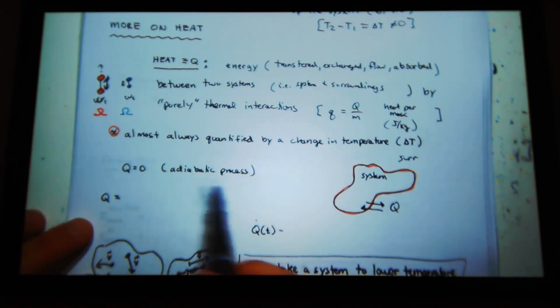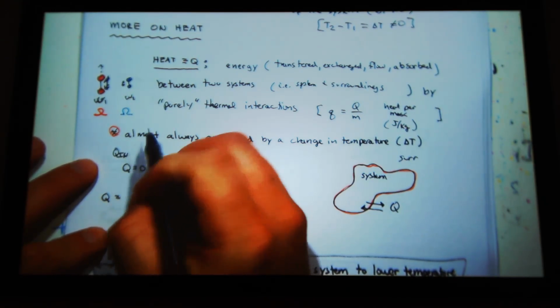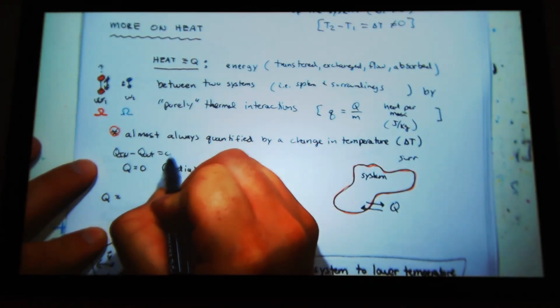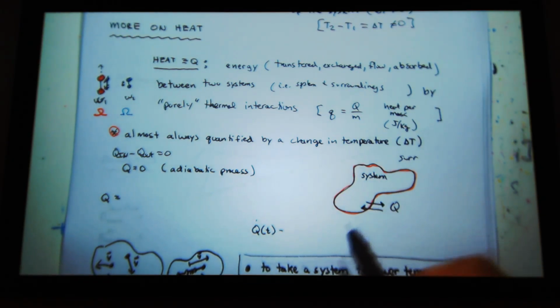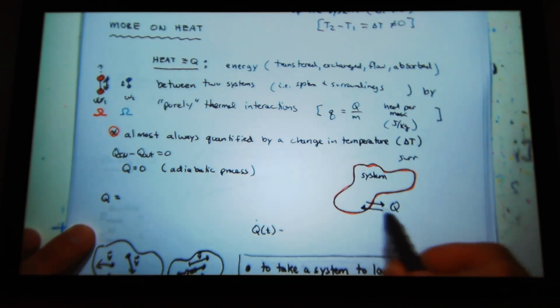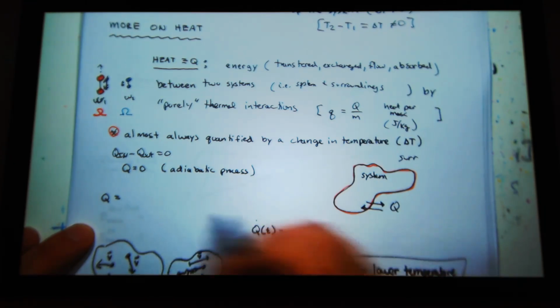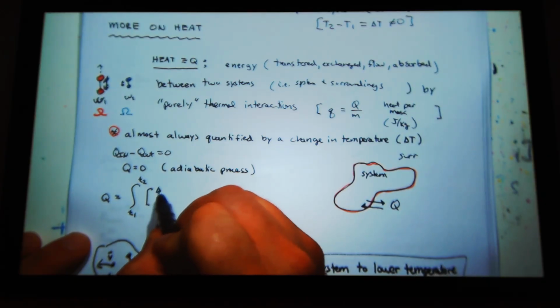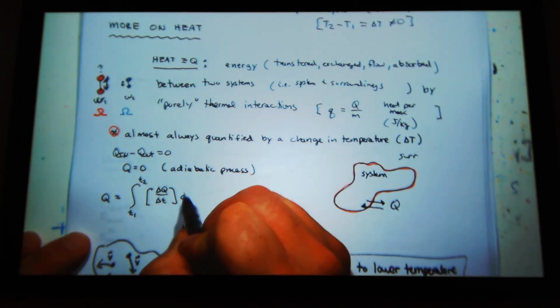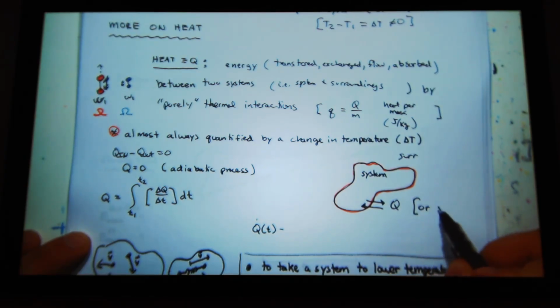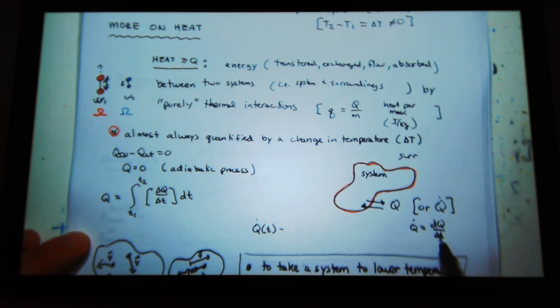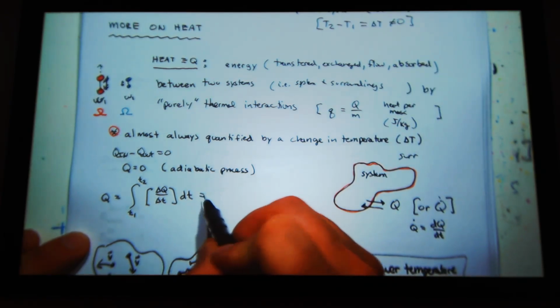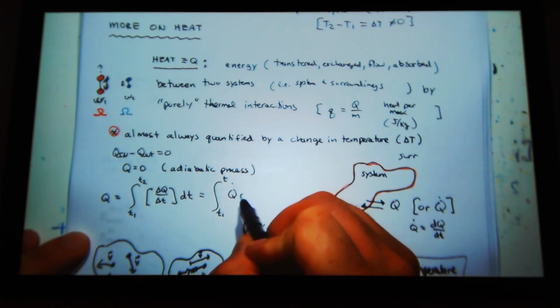Okay, so always quantified. So if I consider an adiabatic process, this also means Q in minus Q out is equal to 0. And I'm going to look at this so I can look at some heat transfer between my system and surroundings. And so I can relate that as Q is equal to the integral from T1 to T2 of delta Q over T dt. So in here I can also do Q dot, the rate of heat transfer. And Q dot is equal to dQ over dt. And so if I just replace my d's with deltas, I have that here, or I can write this as the integral from T1 to T2 of Q dot dt.